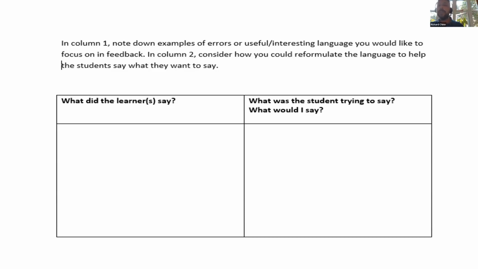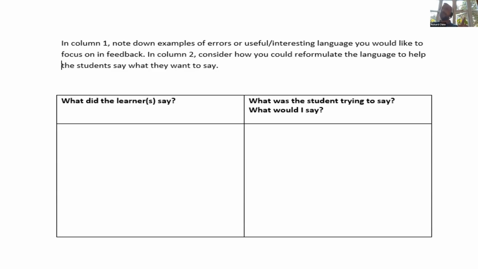When I experimented with this with my Delta students that I did my MA dissertation research on, they found that this task was really useful in helping train them in the strategy of listening to what the learners are saying and then providing them with feedback.